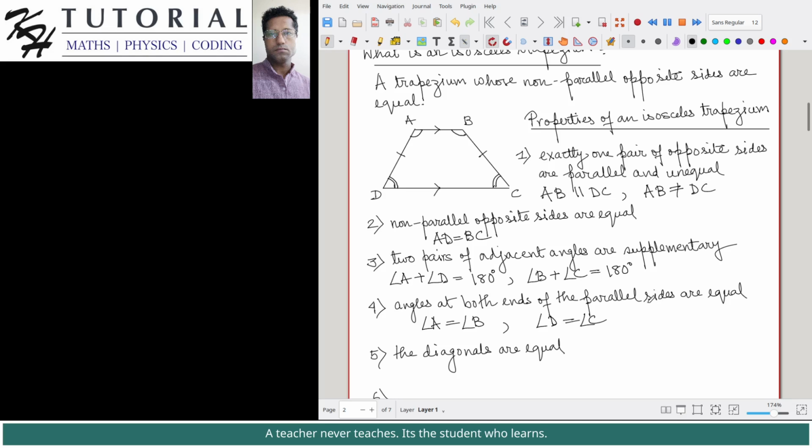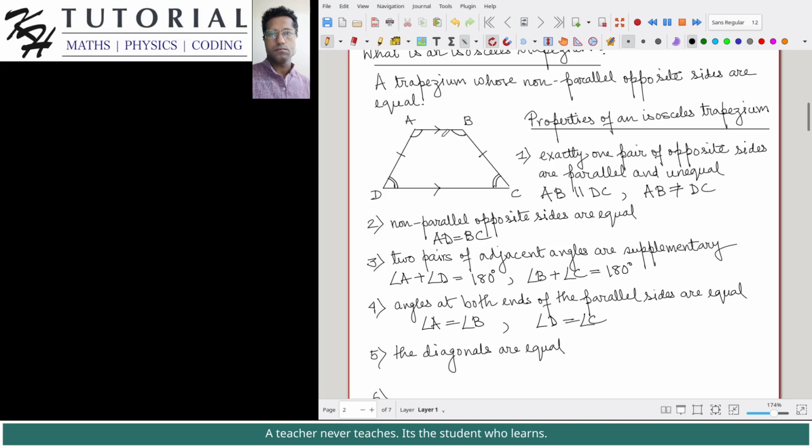Now, why is angle D equal to angle C, and angle A equal to angle B? This can be proved by using congruency of triangles. I will explain that later on. Let me first finish the properties. So the next property is that the diagonals are equal. This is also super important.